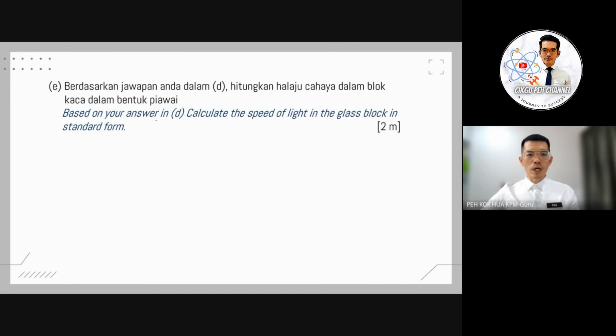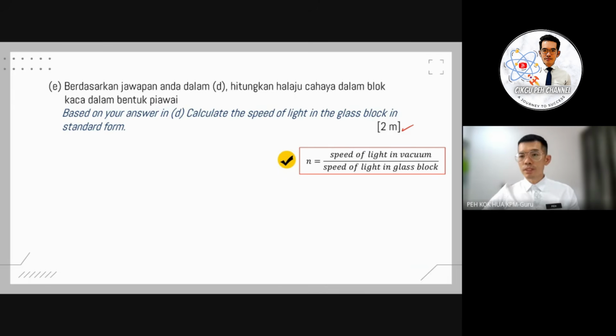So E, based on your answer in D, calculate the speed of the light in the glass block in standard form. 2 marks here. As mentioned just now, the relationship between the speed of the light together with refractive index will be using this formula, where n equals the speed of the light in vacuum or air divided by the speed of the light in the glass block.